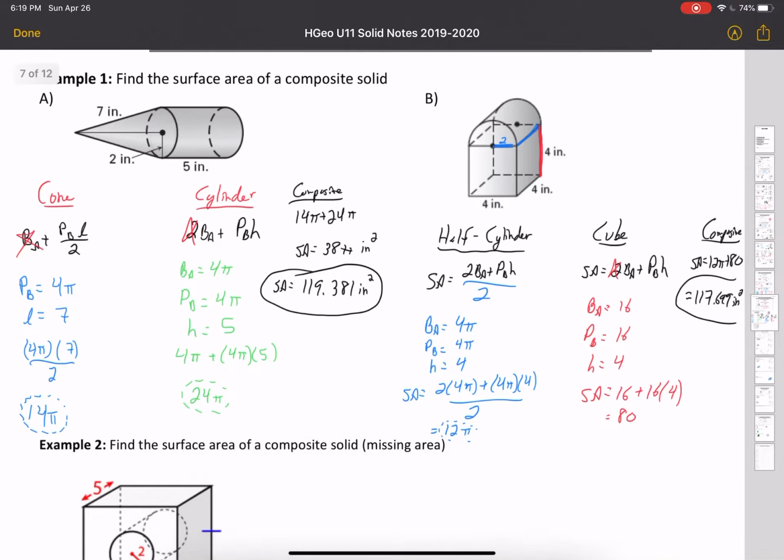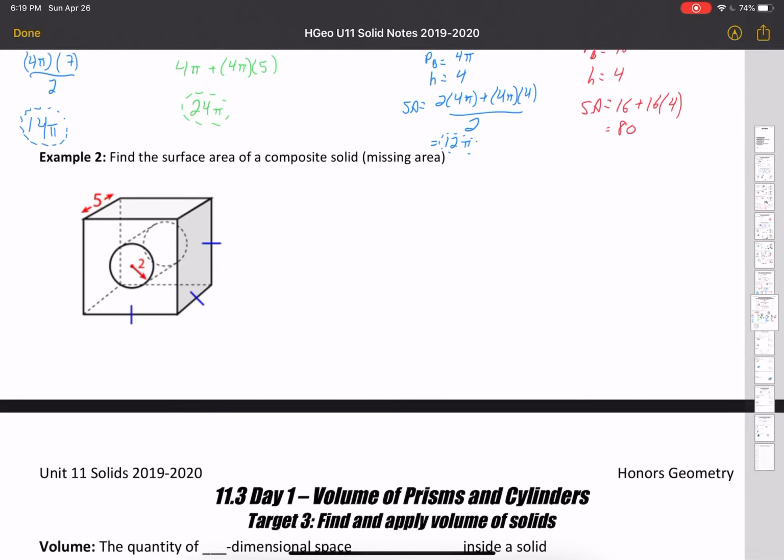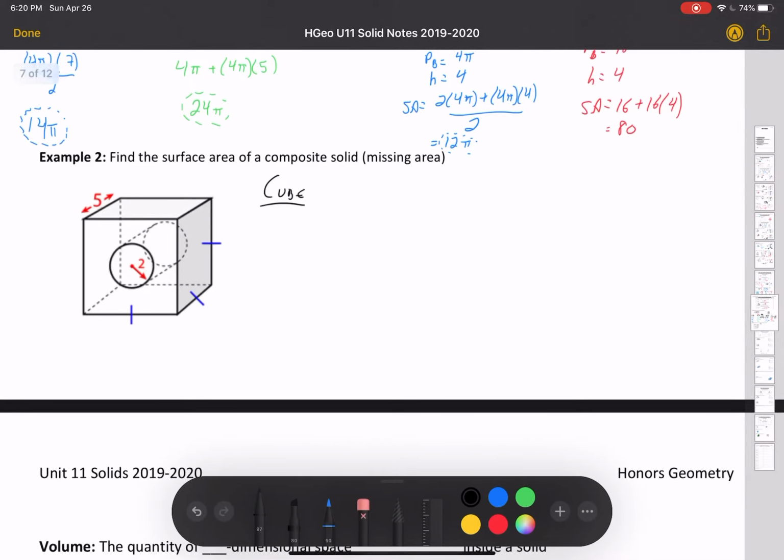Now we get to our honors challenge problem. Find the surface area of the composite solid. And you'll notice that a cylinder has been cut out of the middle of this cube. So there's several things that make up this, because you have to think about what you can touch. In the cube, that formula is 2 times the area of the base plus the perimeter of the base times the height. Okay? So that is the cube.